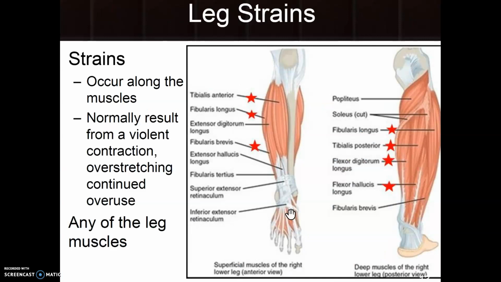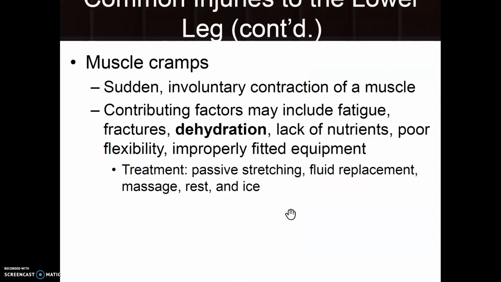Strains occur along the muscles, normally resulting either from a violent contraction or an overstretching of the muscle. They can occur in the muscle belly or any portion of the soft tissue of the muscle, the musculotendinous junction. A couple of key muscles in strains: tibialis anterior, the peroneals sometimes have a predisposition, popliteus, and the gastrocnemius. Any of the leg muscles, though, can be strained.